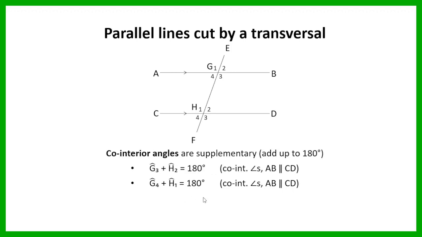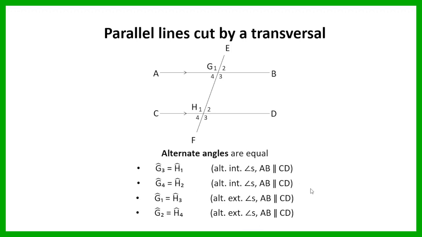Then we've got our co-interior angles. The co-interior angles are going to both be between the parallel lines, and they will both be on the same side of the transversal as each other. So angle G4 and angle H1 are co-interior, and angle G3 and H2 are also co-interior, making a U-shape. Okay, and when we have co-interior angles, they are supplementary. That means that they add up to 180 degrees. And our reason for that is co-interior angles, and again, we have to name what lines are parallel to each other. So in this case, AB is parallel to CD.